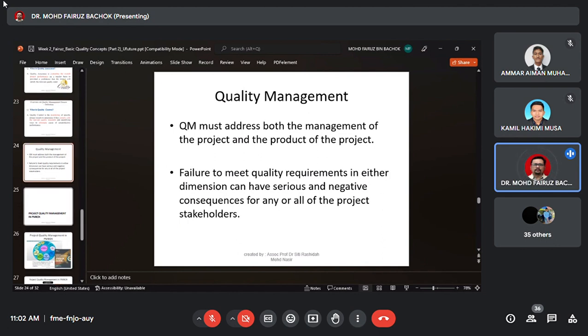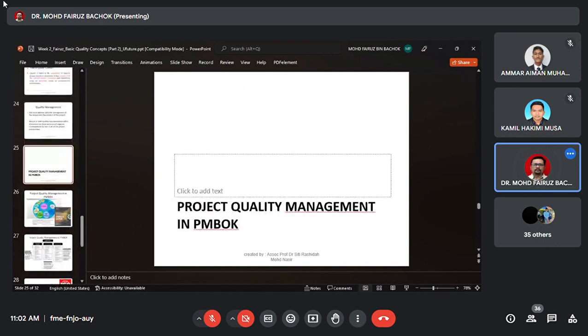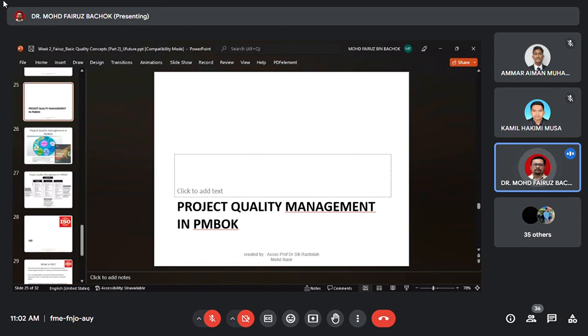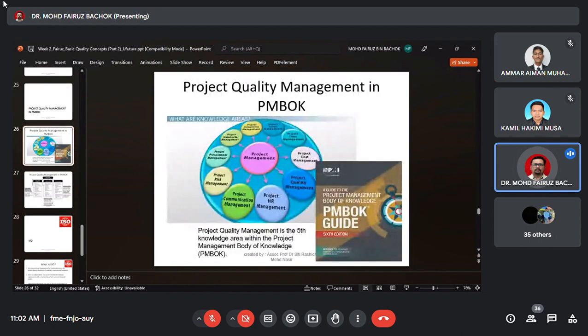Next one, project quality management, also known as PMBOK, bukan PMX, PMBOK. Okay, so actually, class, project quality management is one of the pillars, one of the knowledge areas in the Project Management Body of Knowledge.